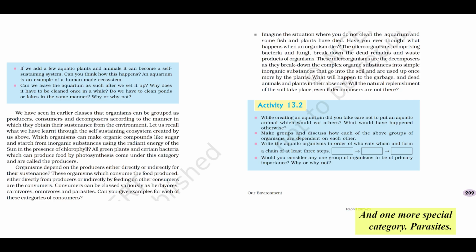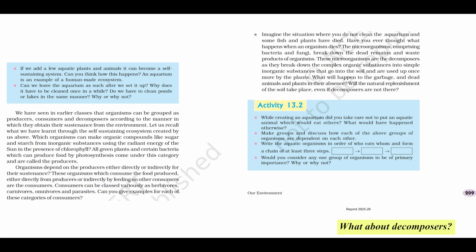And one more special category, parasites. They live on or inside another organism, the host, and get nutrients from it, usually harming the host. Like lice or tapeworms? Yes, exactly. Lice, tapeworms, leeches. They consume, but often without killing the host immediately because they depend on it. Okay, that's a clear breakdown of the roles. Producers make food, consumers eat it in different ways, and parasites live off others.